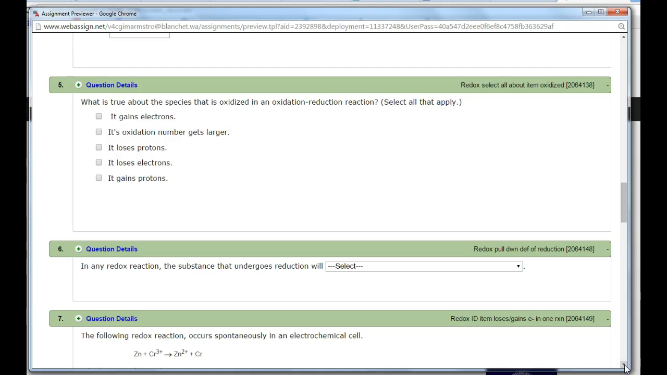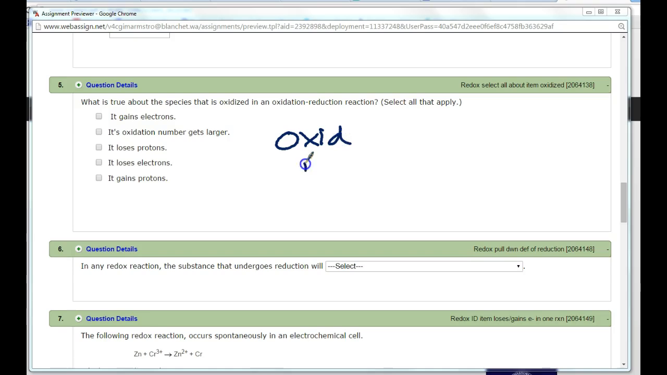Question number 5. What is true about the species that is oxidized in an oxidation reduction reaction? If you are oxidized, Leo the lion goes GER: loss of electrons is oxidation. So if you are oxidized, you lose electrons. Is that a possibility on there?